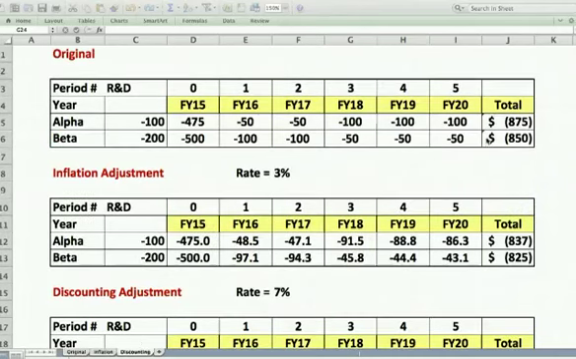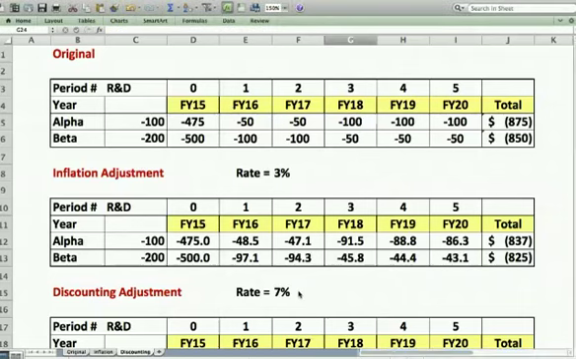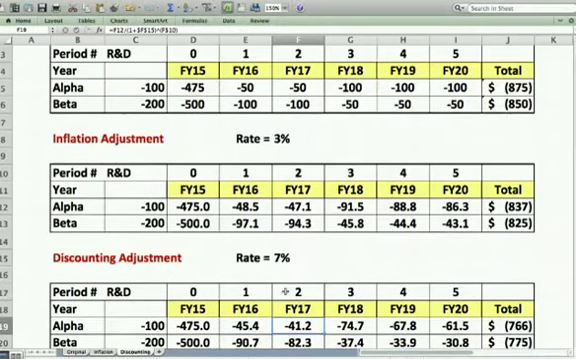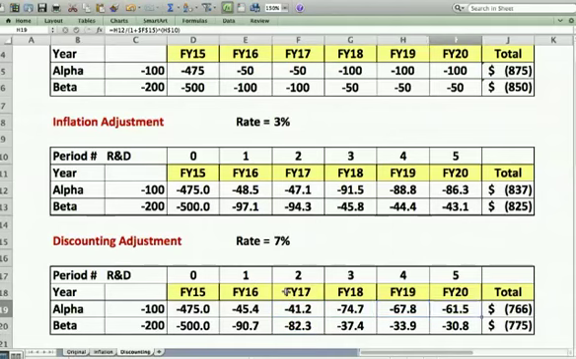so remember that without any adjustment whatsoever for inflation or discounting, opportunity cost of money, we had that alpha was more expensive, 875 versus beta, and our choice was beta. When we adjusted for inflation, a 3% inflation adjustment, we still ended up with alpha being more expensive and choosing beta. But now what you'll see is if you put a 7% interest rate in there, now we have that beta is actually more expensive than alpha, right?